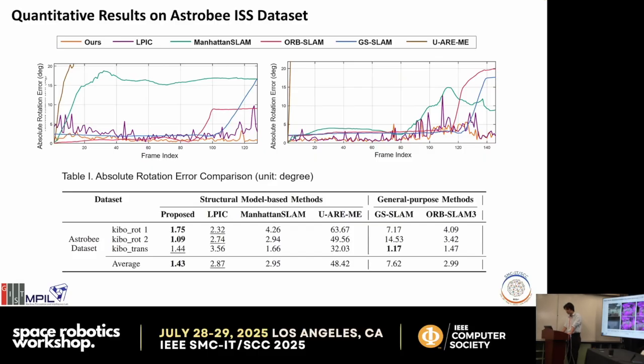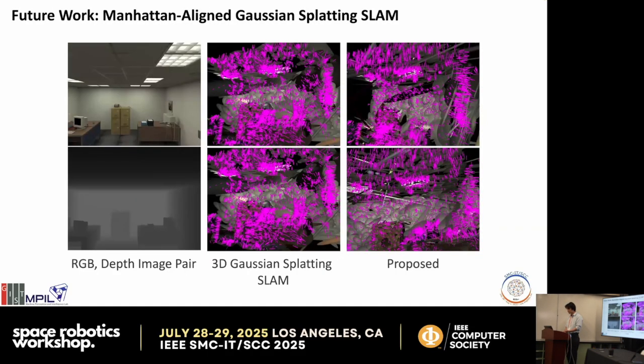In the future, we aim to extend our method toward full 6 degrees of freedom SLAM by integrating it into the 3D Gaussian splatting SLAM framework. As shown here, we align the normal vector of 3D Gaussians shown in magenta with the dominant axis of the Manhattan frame. This regularization improves structure consistency and leads to more stable reconstructions.